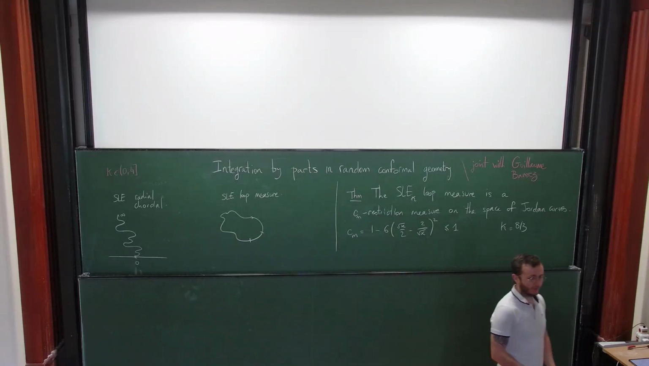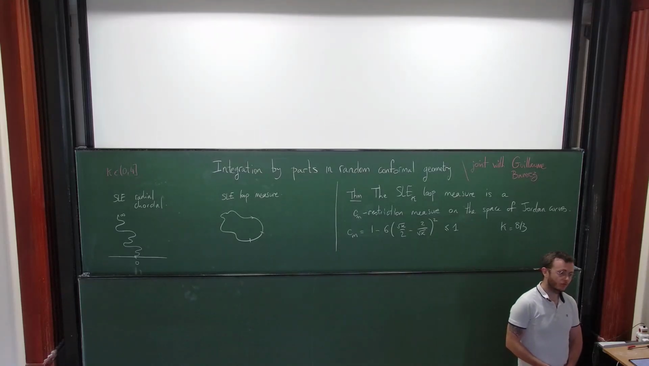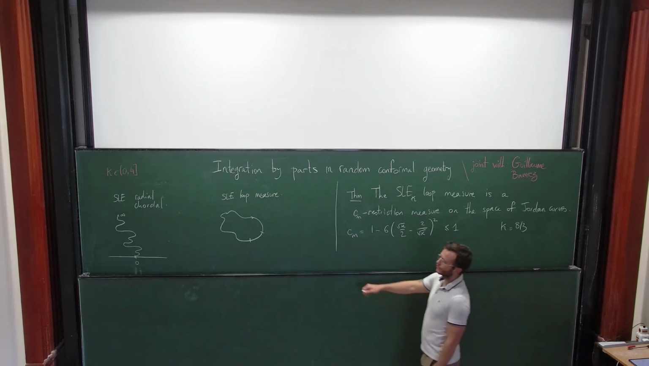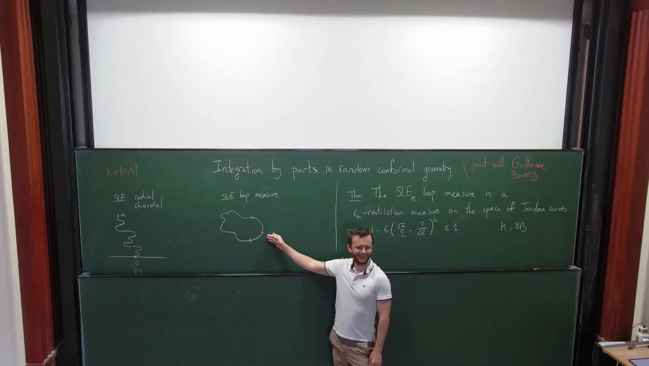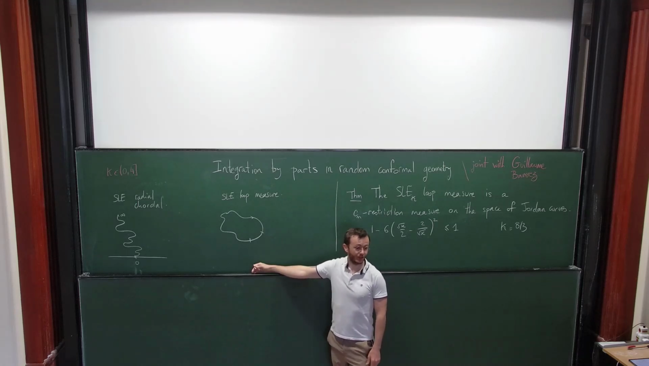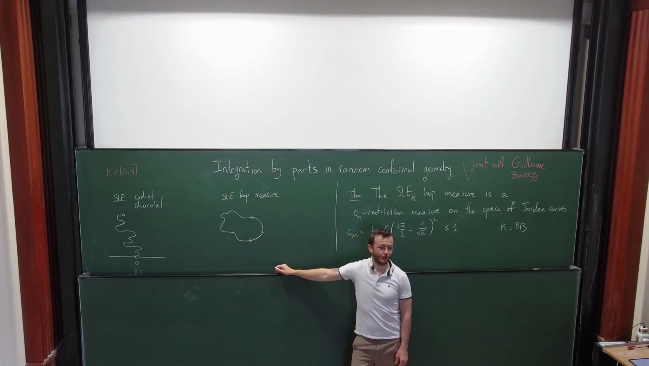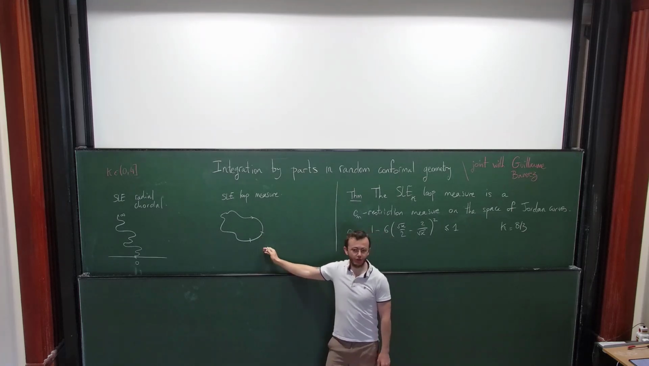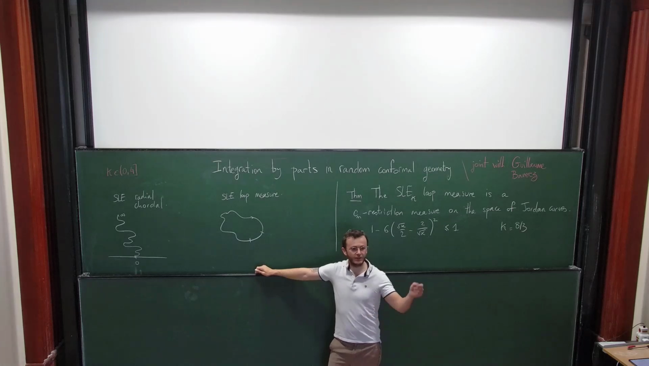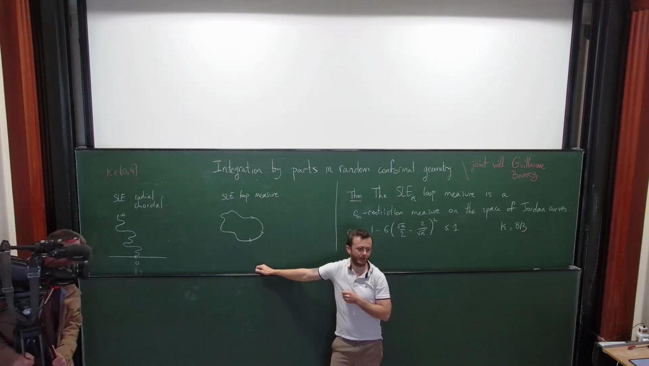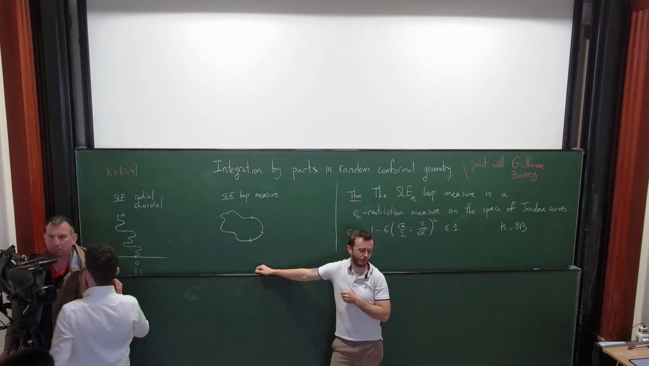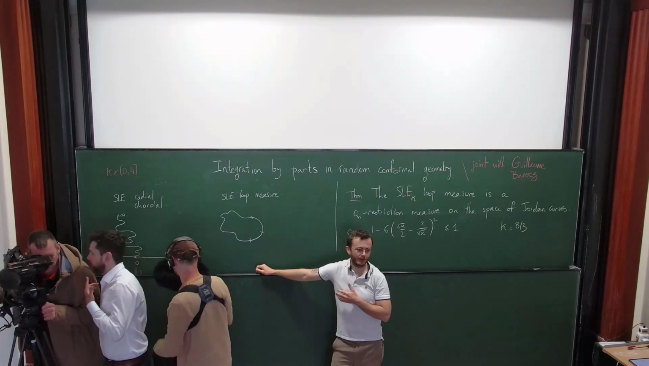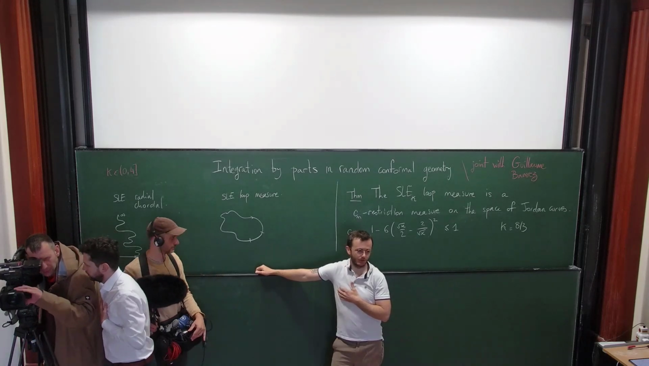Actually, will you tell us what the SLE kappa loop measure is? For me, this picture will be enough. It's a Borel measure on the space of Jordan curves, so simple loops in the Riemann sphere, that will satisfy some nice property. If you explore a little portion of it, the rest will simply be chordal SLE in the remaining domain. So I just take it for granted that conditionally on a piece of the loop, the remainder is chordal SLE.